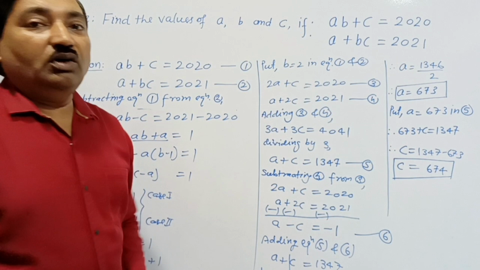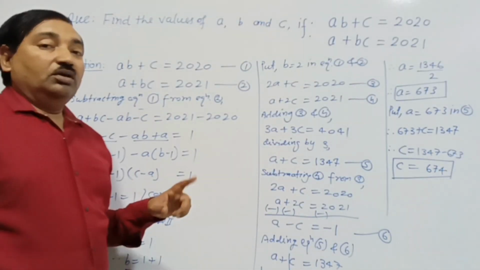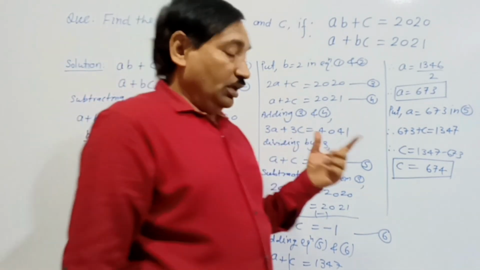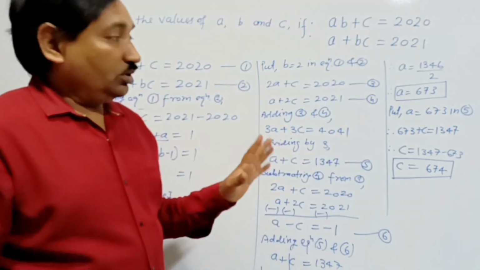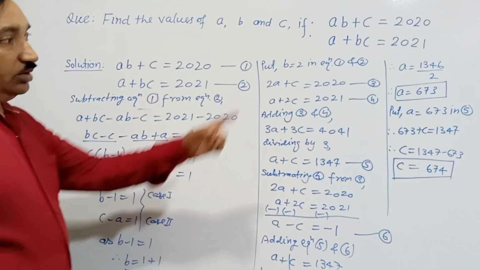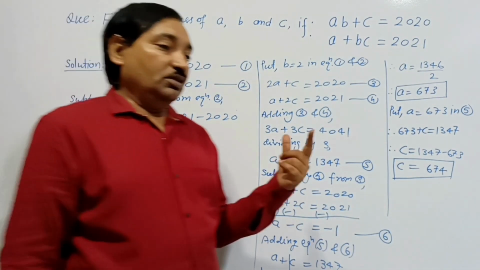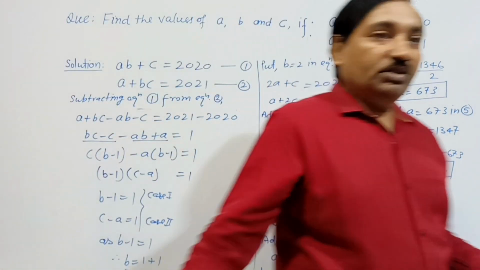So there are two solutions for ABC. In the first case, you got B equal to 0, and A and C are 2020 and 2021 respectively, and in this case B equal to 2, A equal to 673, C equal to 674. So there are two solutions for this equation. This is a very nice equation.